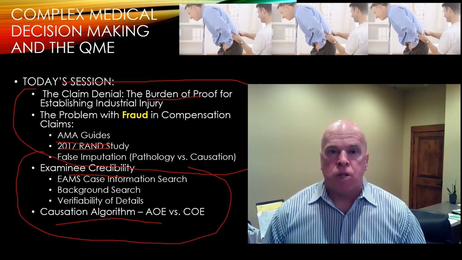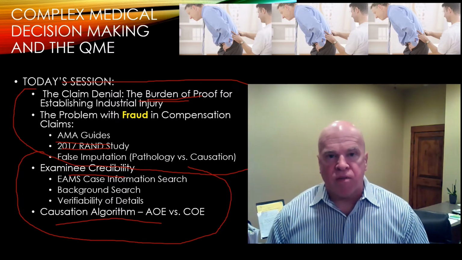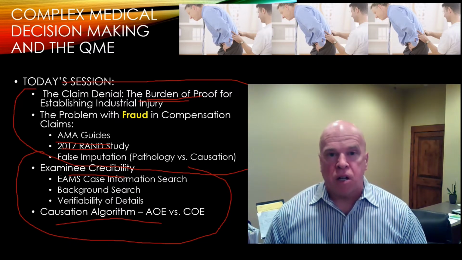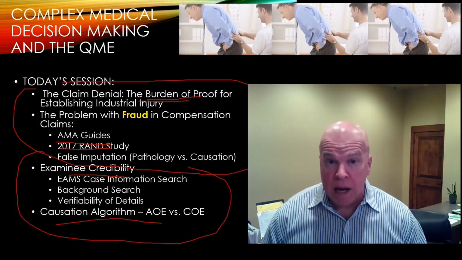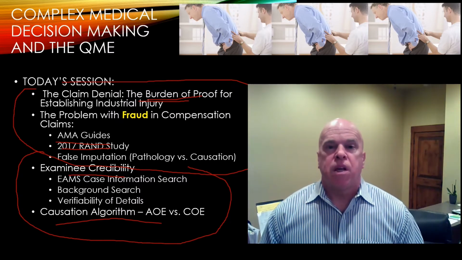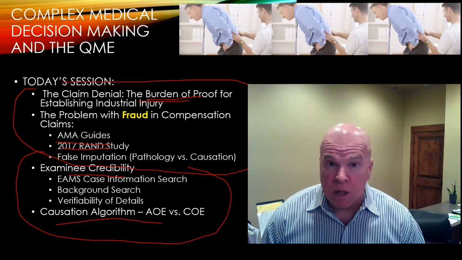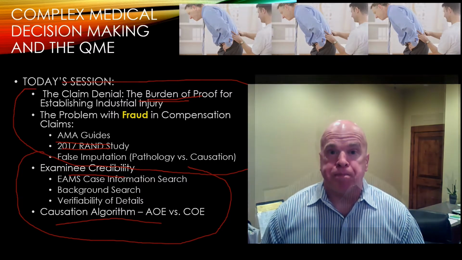Okay, so let's begin with understanding who carries the burden of proof for establishing industrial injury in the first place, and how it is that the claims payer, the claims administrator, looks at the burden of proof in deciding whether to accept or to deny these post-employment cumulative trauma claims.